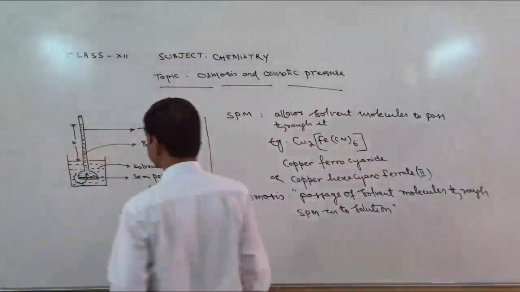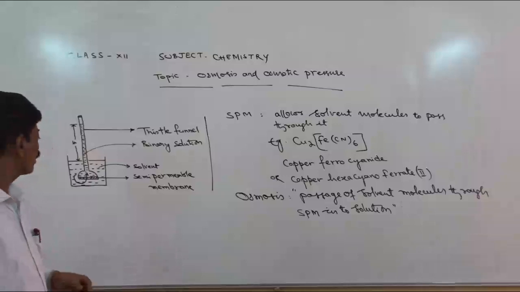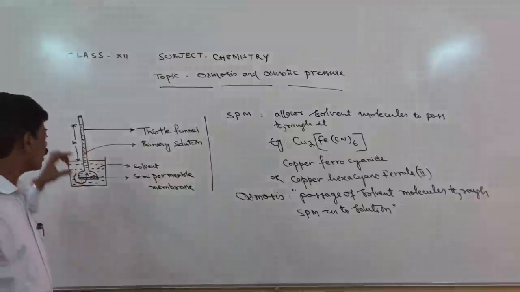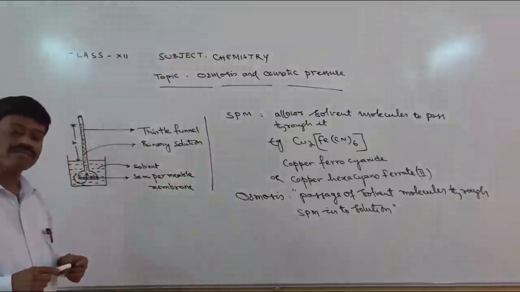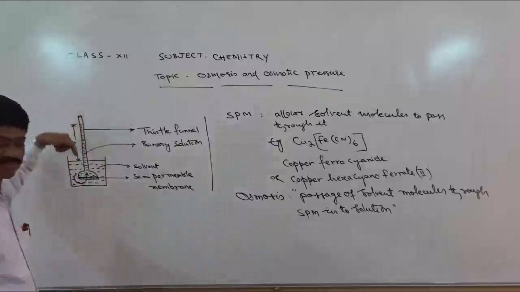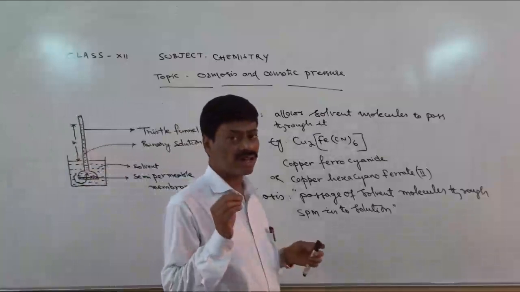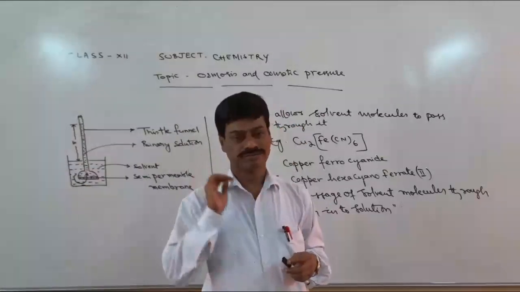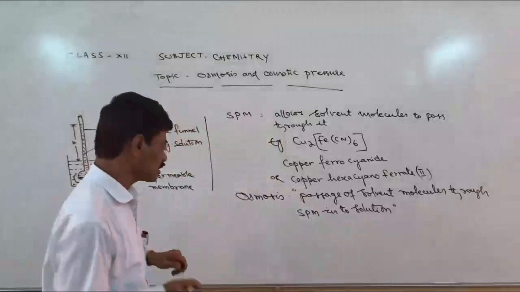As a result, after a particular time, the entire solution lying in the thistle funnel will start exerting pressure in the downward direction. As a result, the entry of solvent molecules into the solution will be stronger. This phenomenon is called osmotic pressure.